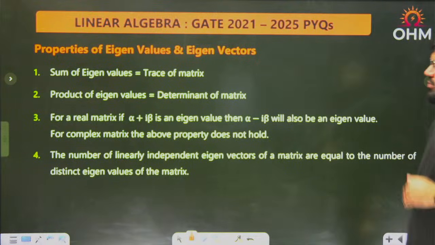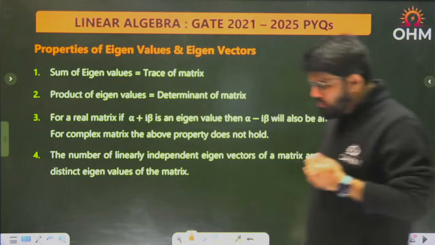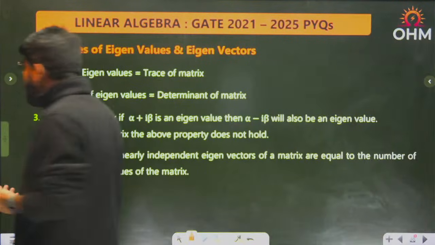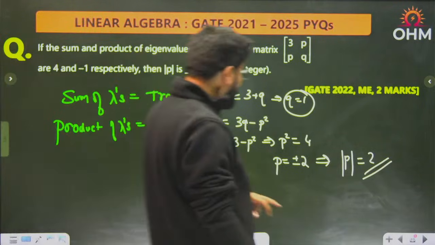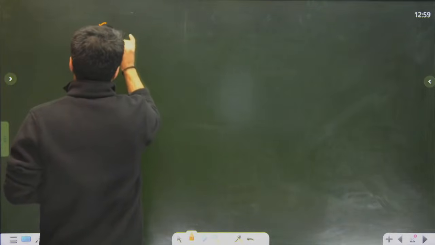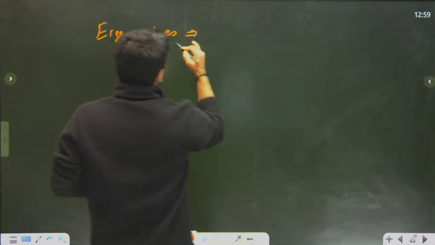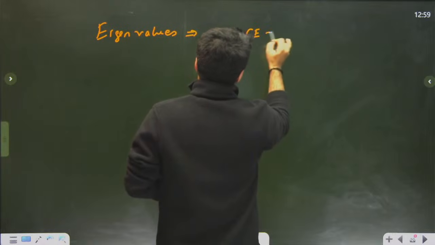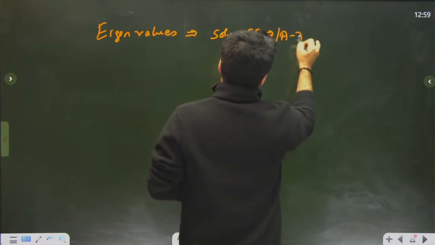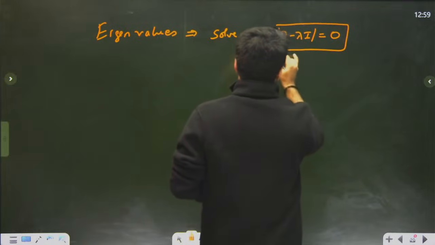So these are some of the important properties of the eigenvalues and eigenvectors. Sometimes you may also require to solve for the eigenvalues and eigenvectors, so that I will also tell you if required. For a quick revision, you just solve the characteristic equation. What is the characteristic equation? Determinant of A minus lambda I equal to 0.